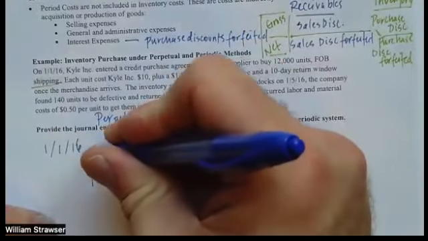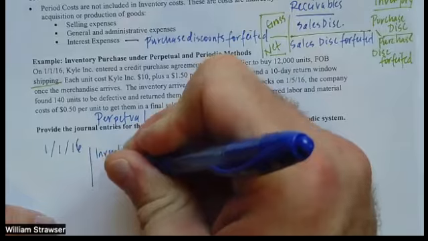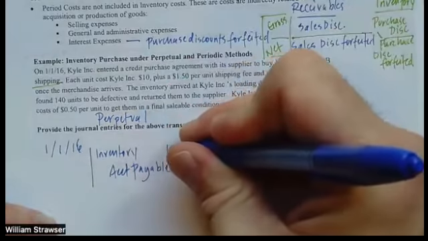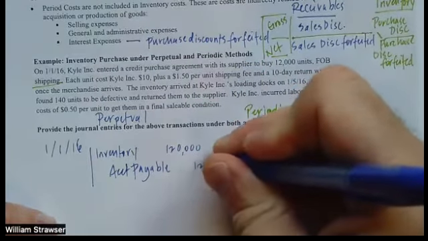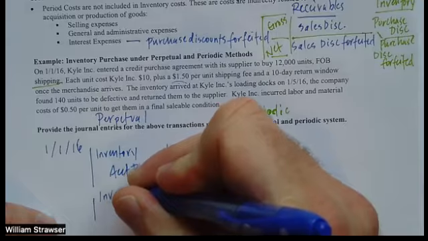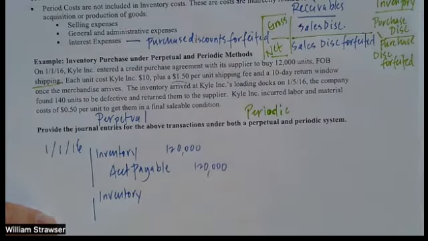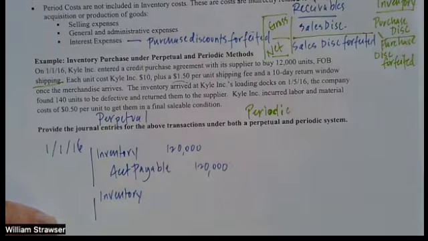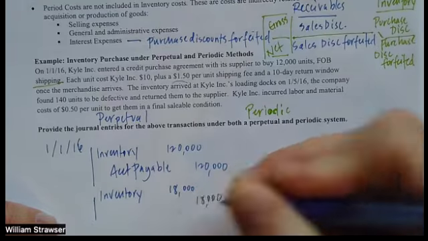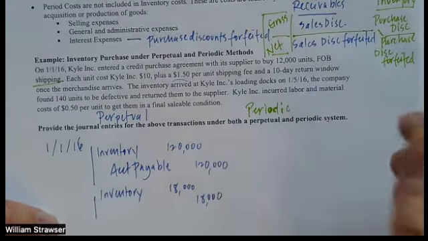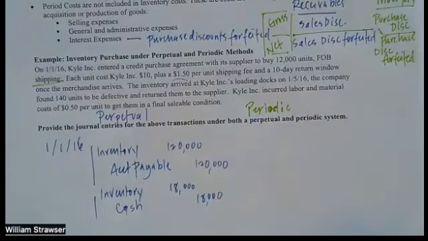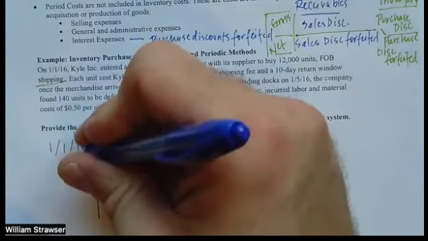So we debit inventory, credit accounts payable because we're paying for this on credit. 12,000 times 10, 120,000. $1.50 shipping. Because it's perpetual, that shipping just gets included into my inventory. 12,000 times $1.50 gives me $18,000. And it doesn't say, so we'll put it in cash. That's where I tend to put freight. I'll have to check McGraw-Hill to see what they do, if they treat freight any different.